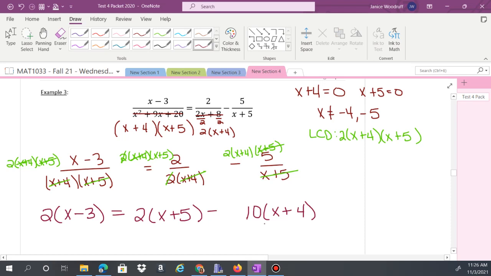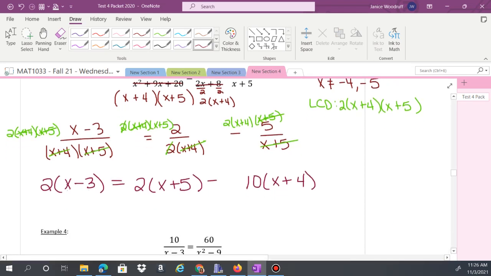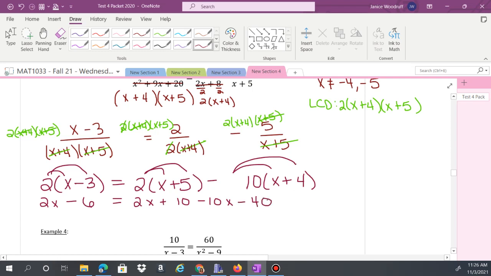Denominators are gone, no more fractions. So now we're going to go through and solve. So we're going to want to distribute here. I have 2 times x, 2x. 2 times -3, -6. 2 times x, 2x. 2 times 5, positive 10. Distributing a -10 here, -10 times x, -10x. -10 times positive 4, -40.